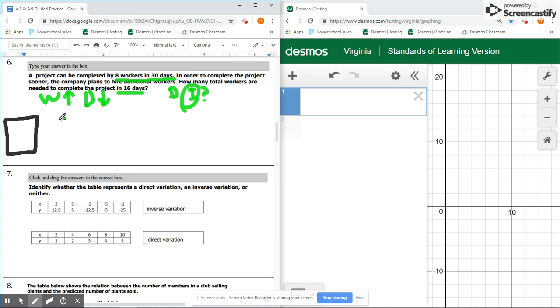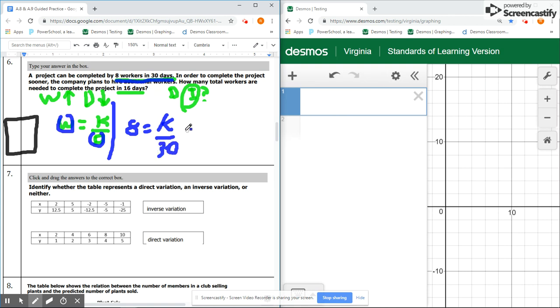So we need workers equals K, our constant, divided by our days. All right, that's going to be our equation. If this were increasing, then it would be direct. But since it's increasing, decreasing, it needs to be inverse. Okay, next step. We have 8 workers in 30 days. So we're going to take our equation here and plug in the workers and plug in the days. We have 8 workers equals, we don't know the constant yet, divided by 30 days.